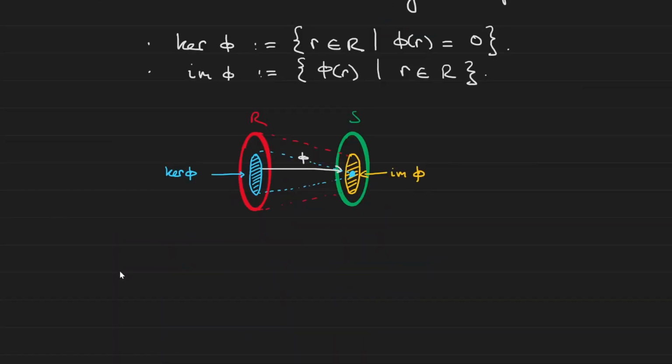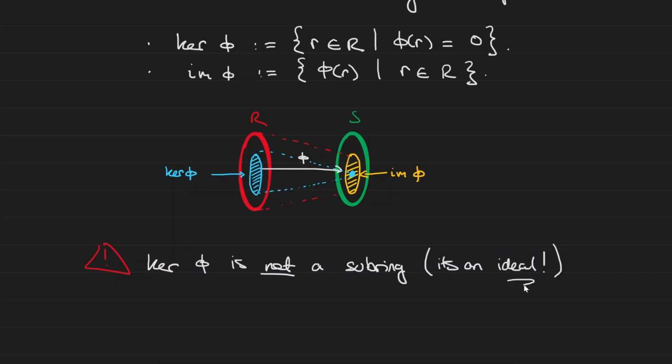Now just a warning about these two sets. In group theory, you know that the kernel of a group homomorphism is a subgroup, but for rings, the kernel of a ring homomorphism is not a subring. It's actually something a bit more important than a subring. The kernel of phi is an example of an ideal. And we're going to start talking about ideals, not in the next video, but the one after that, where we start constructing quotient rings.